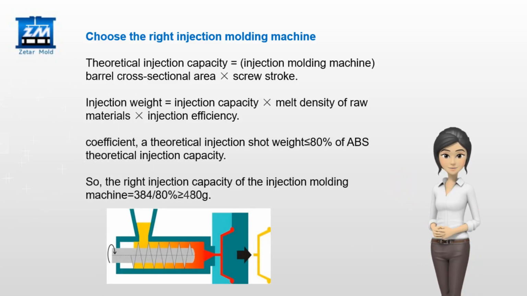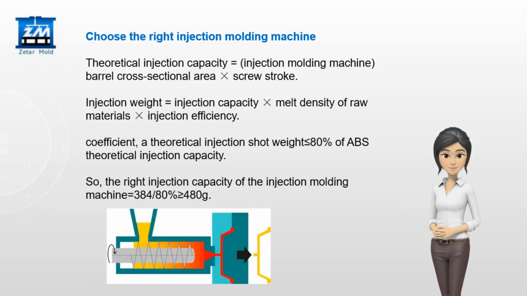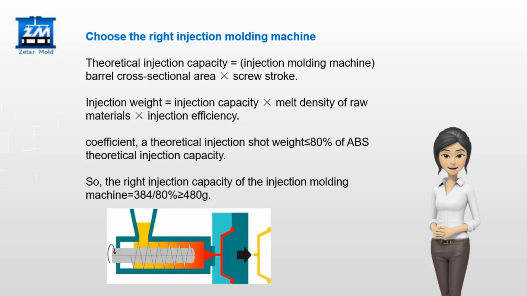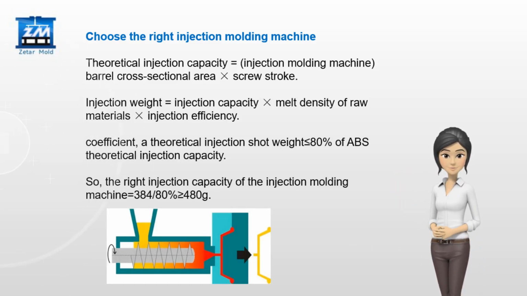A theoretical injection shot weight should be less than or equal to 80% of ABS theoretical injection capacity. So, the right injection capacity of the injection molding machine equals 394, and 80% of it is greater than or equal to 480 grams.